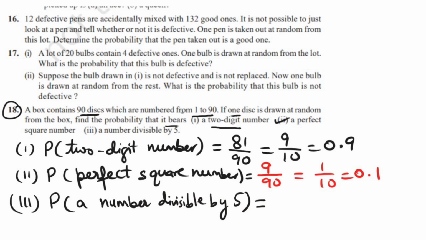Next bit, what is the probability that a number is divisible by 5? So from 1 to 90, how many numbers are divisible by 5? So 5, 10, 15, 20, 25, 30, 35, 40, 45, 50, 55, 60, 65, 70, 75, 80, 85 and 90. So 18 such numbers are there. So 18 out of 90, ultimately 1 upon 5, which is 0.2.